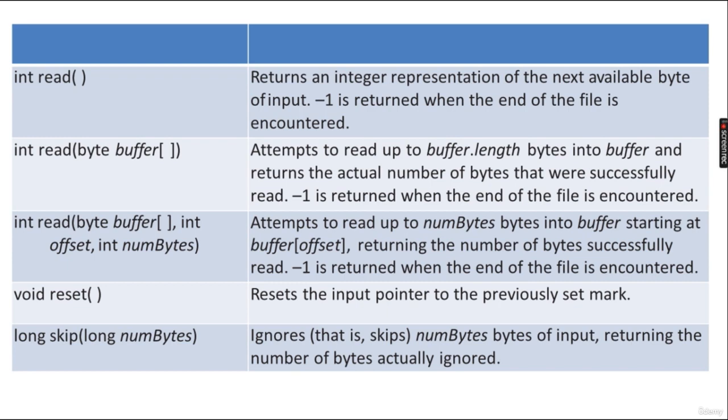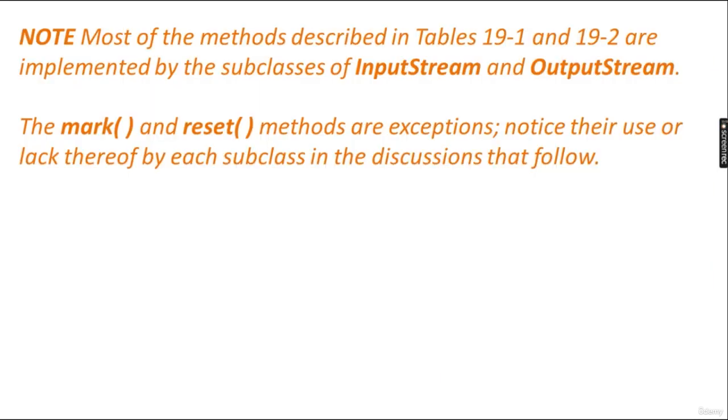int read(byte buffer[], int offset, int numBytes) attempts to read up to numBytes bytes into buffer starting at buffer[offset], returning the number of bytes successfully read. Otherwise, -1 is returned if the file has ended. void reset() resets the input pointer to the previously set mark. long skip(long numBytes) ignores, that is skips, numBytes bytes of input, returning the number of bytes actually ignored. Most of the methods in tables 1 and 2 are implemented by the subclasses of InputStream and OutputStream. The mark and reset methods are exceptions.